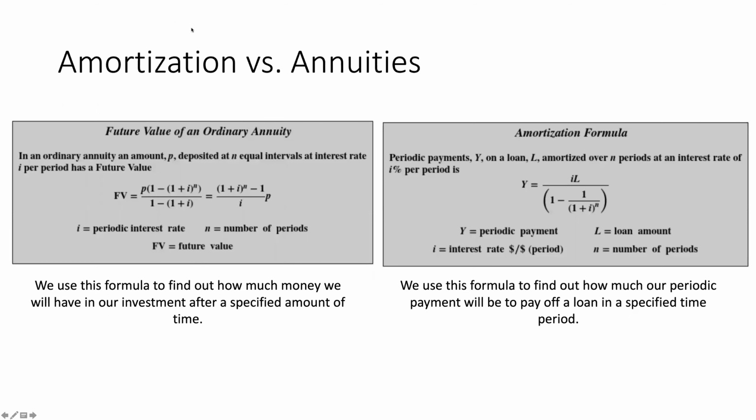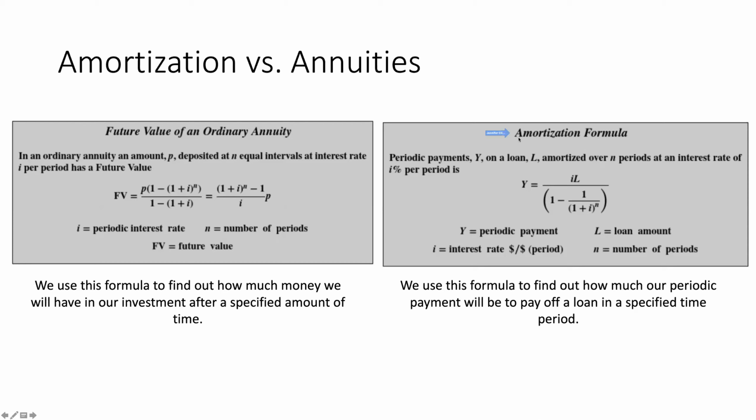Now let's take a look at the formulas for these. We're going to revisit the one from the last section and introduce a new one. So here's the formula from last time, the future value of an ordinary annuity. And if you recall, we used this formula to find out how much money we're going to have in our investment after we make periodic payments for a specified amount of time. That's that future value.